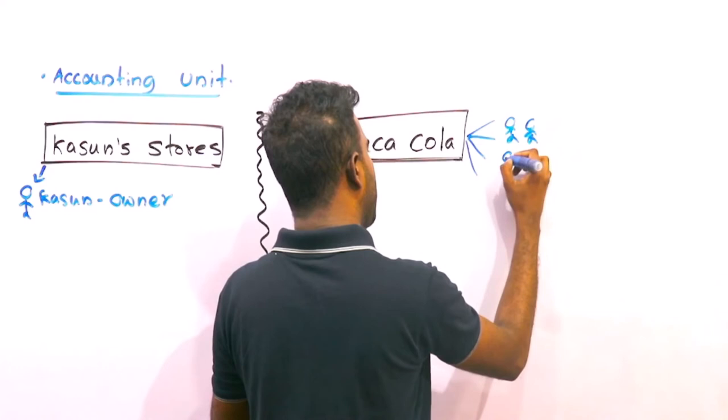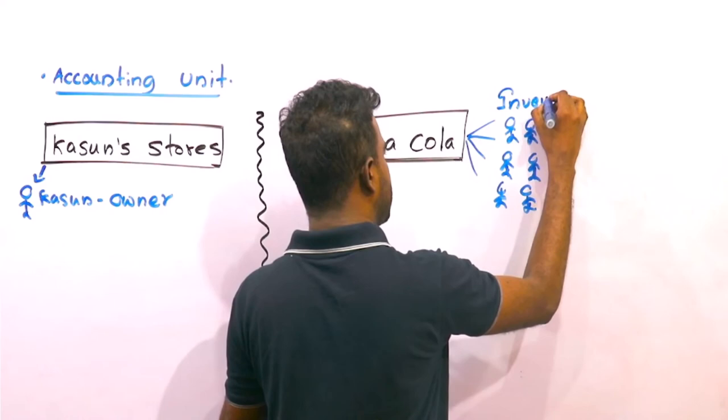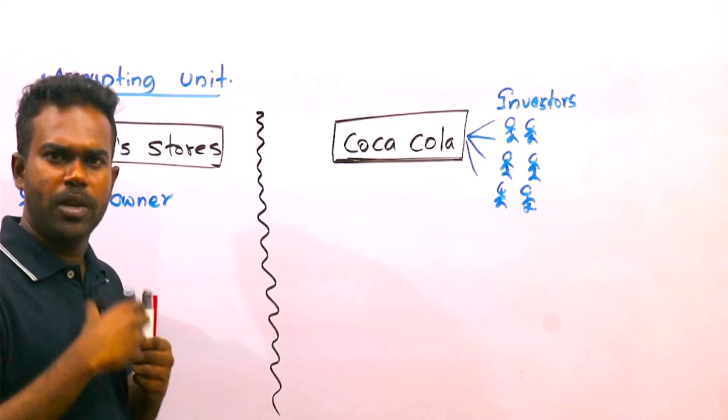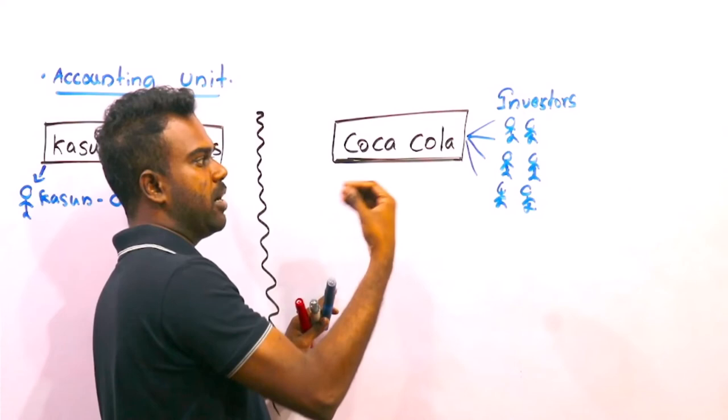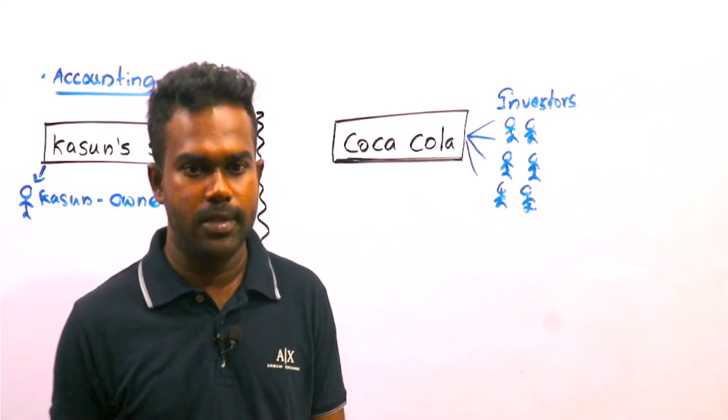They have so many investors, thousands and thousands. We can't call them owners, we call them investors. They are investing money from outside the business. But in this kind of business, there is only one owner. Okay, now this is the scenario.